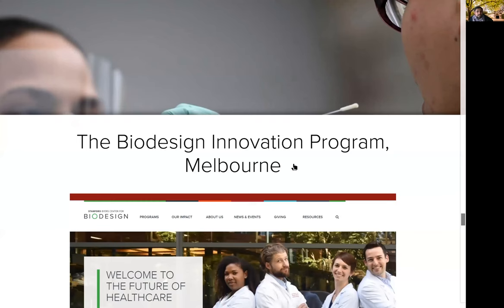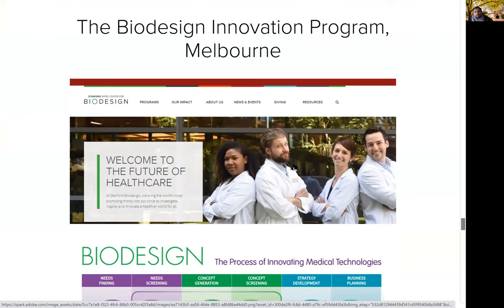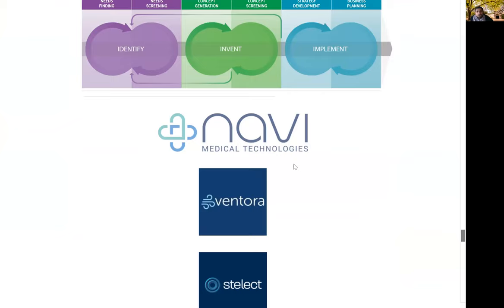So I thought we'd do a small case study of a program called the Biodesign Innovation Program that runs here at the University of Melbourne. It's a collaboration between the School of Business and the Department of Biomedical Engineering. It's based on the Stanford model of the Biodesign Program, where we follow a process. You start with identifying the problem. Then you go around to inventing the solution to that problem, but it's an iterative process. While you're inventing, you have to go back to the identification, work through what's missing, and then come back to inventing, making sure that the solution you've come up with meets the need.